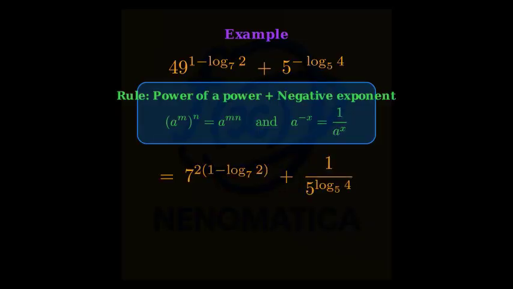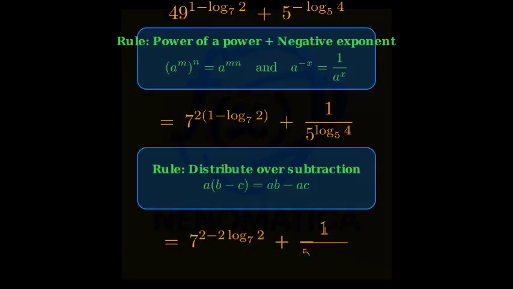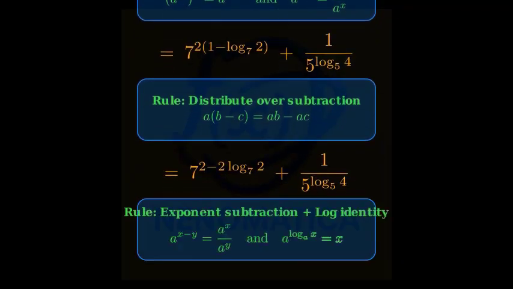Step 2. Distribute the 2 across the parentheses in the exponent. We'll note the distribution. Now write the line exactly as shown. Step 3. Use the exponent subtraction rule to rewrite 7 to the 2 minus 2 log base 7 of 2 as 7 squared divided by 7 to the 2 log base 7 of 2. Also, 5 to the log base 5 of 4 equals 4. Show the rules. Now the line.